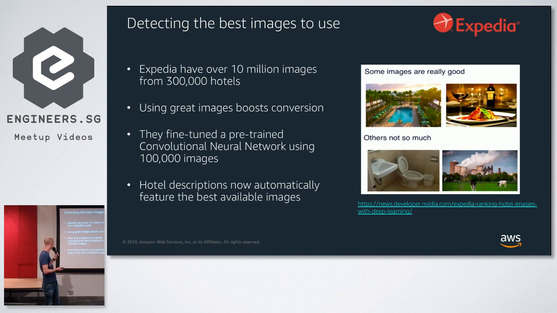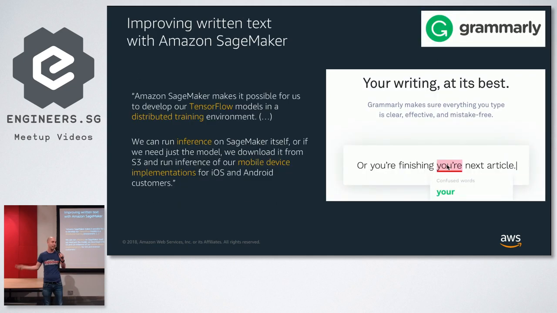All right. Here's another one, Grammarly. I see ads for Grammarly all the time. I think it's a pretty cool service. If you're not familiar with it, it is a service that will watch what you type and then suggest ways to make it more clear. Grammarly uses TensorFlow, which is one of the popular deep learning training toolkits out there.